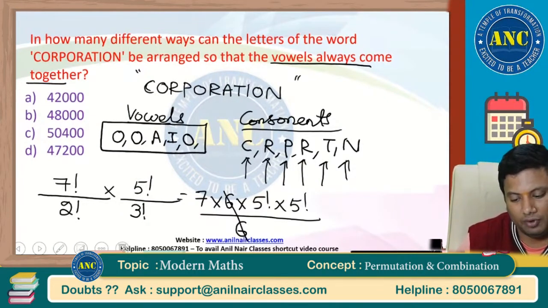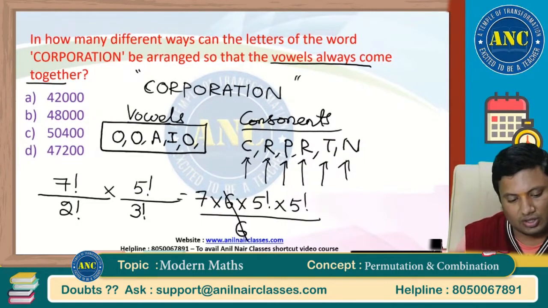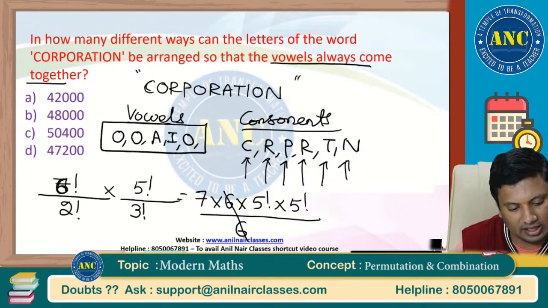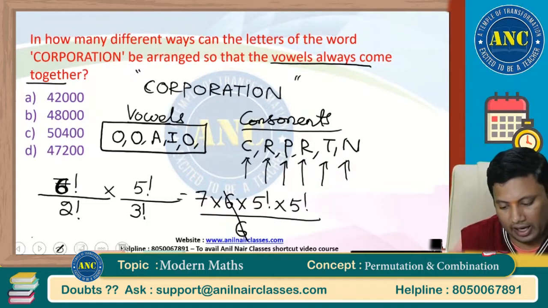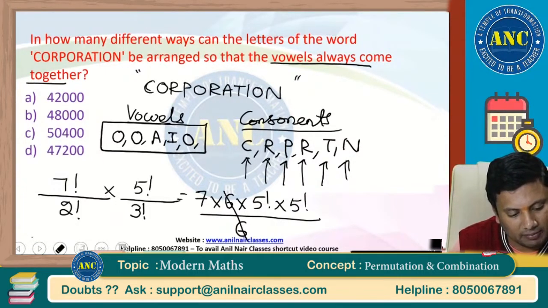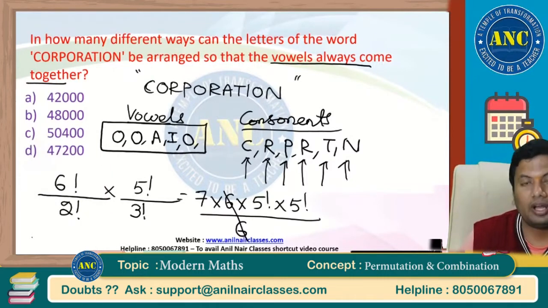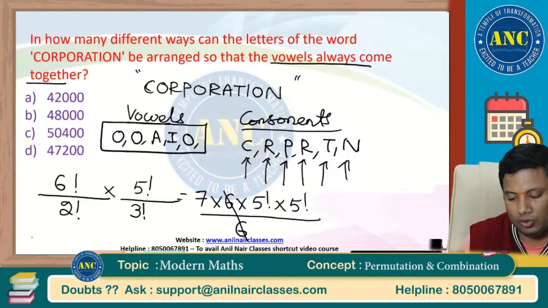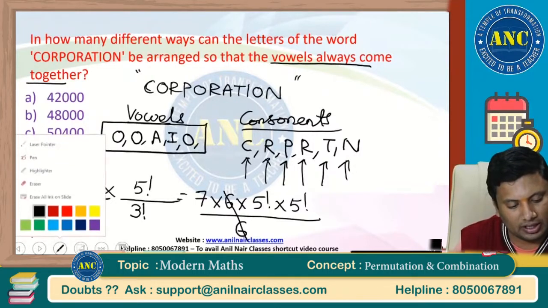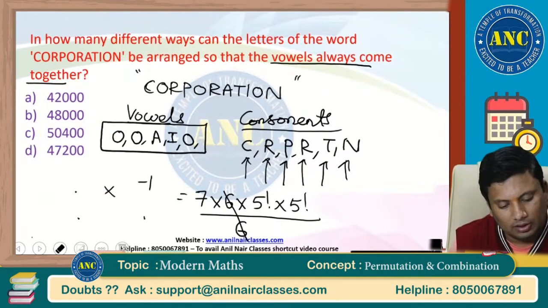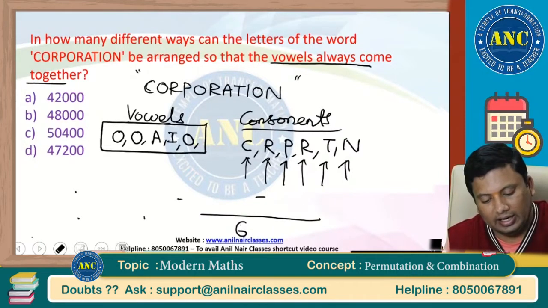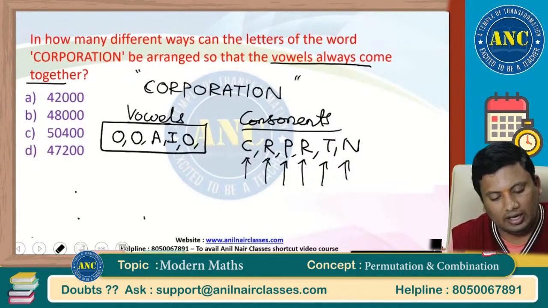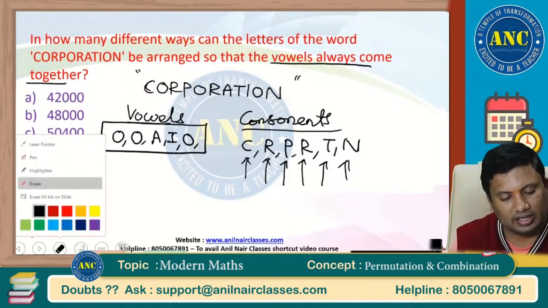CORPORATION: C-O-R-P-O-R-A-T-I-O-N. 1, 2, 3, 4, 5, 6. Sorry, it is 6. I made a calculation mistake. Till here it is clear, right? This is clear. Now see here, listen carefully.